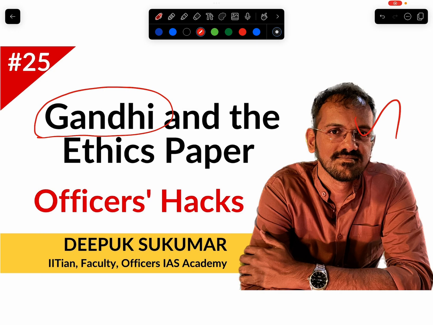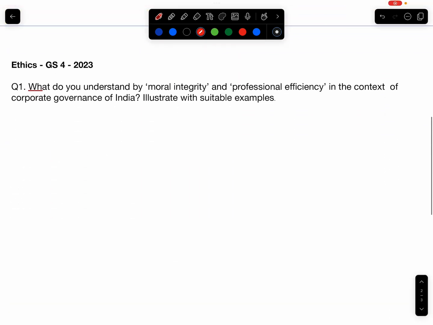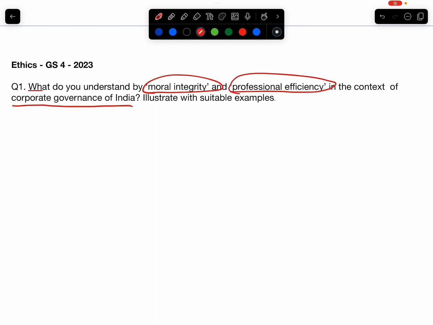Now, how important is Gandhi for the ethics paper? What kind of connection can one draw between ideas of Gandhi and the questions asked in the ethics paper? Let us take the example of the first question in this year's ethics paper to see how this question can be related to Gandhi. The question is about moral integrity and professional efficiency in the context of corporate governance of India. They are asking you to illustrate it with suitable examples. Now, how can this question be connected with Gandhi?